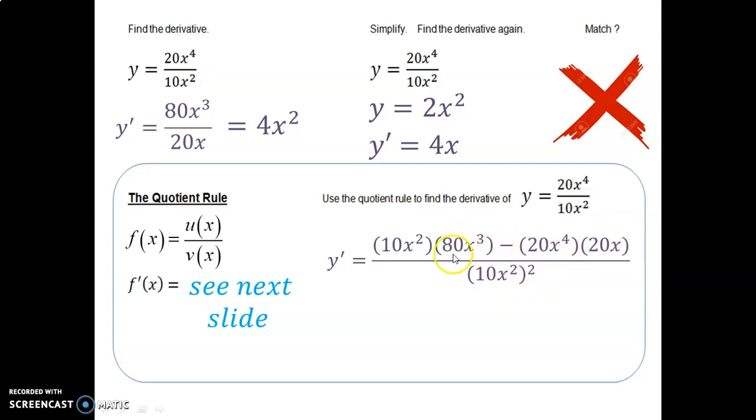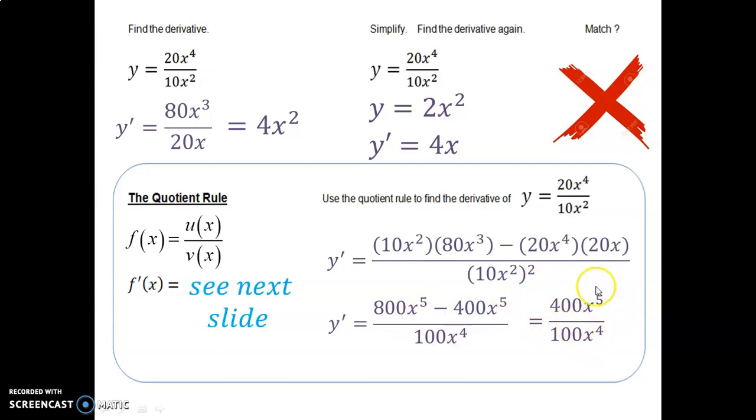This simplifies. Try simplifying. Multiply these, combine, simplify. Okay, these become 800x to the fifth minus 400x to the fifth. Subtract those. We have this. Simplify that, and we are right back to here. So we can see the quotient rule produces what we know was done correctly here.